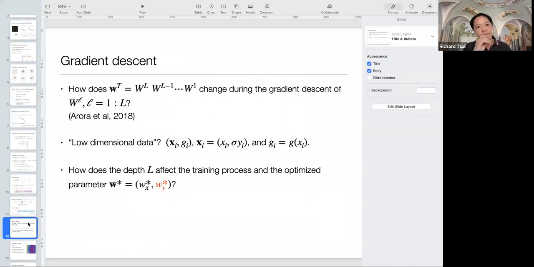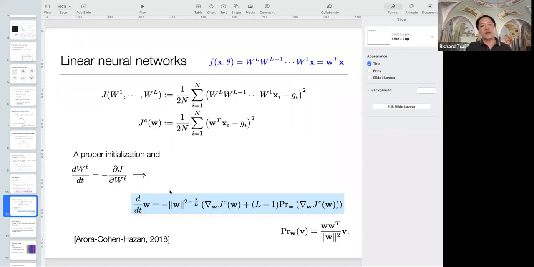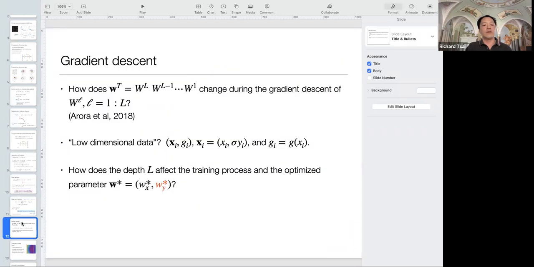So in the 2018 paper by Arora and his collaborators, in deriving these equations, you can say that they address the question: how does the end-to-end weight set change along the gradient descent direction? That is just described by the ODEs that we just saw on the previous page. Now we ask what happens to the solution to this ODE for W, the end-to-end weight set, when we have the data points distributed in this particular way.